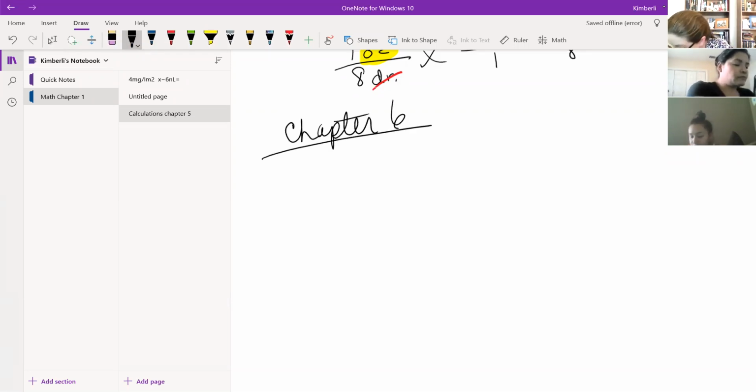Okay, so we're looking at chapter 6. Chapter 6 starts on page 104. And this is all about conversions. So we're either multiplying or dividing. All conversions are either multiply or divide.